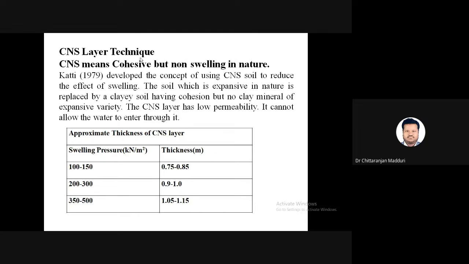If the swelling pressure is between 200 to 300, then the thickness of the CNS layer is 0.9 to 1. If the swelling pressure is 350 to 500, the thickness is between 1.05 to 1.15 meters.